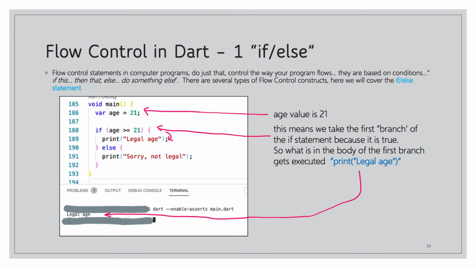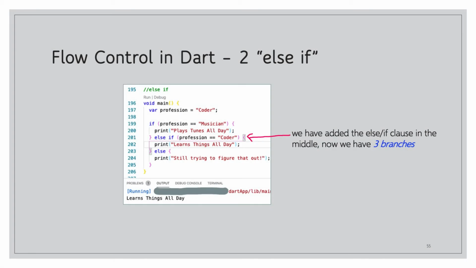If that test came back false, it would have no other choice. We only have two branches. It would print sorry, not legal. That's how this works. Still on the if statement, now we're going to deal with the else if clause. Notice here in the body of our code, we've added the else if clause in the middle. Now we have a choice of three different branches to take. We can only choose one. The code will choose whichever one first satisfies the test, but it still will only choose one.